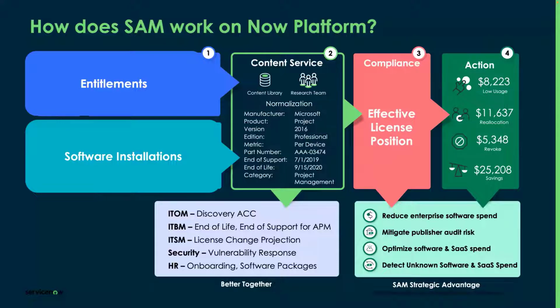Now, these actions can be things like, you could remove your unlicensed software. That could be one action. You could purchase more rights. That could be another action. Or the system automatically determines the low usage software, which you can remove from your system and basically offset your true up costs. So there are many actions that the product automatically gives, which help reduce the enterprise software spend, mitigate risk, help you optimize, and of course, detect your SaaS spends and unknown software spends.